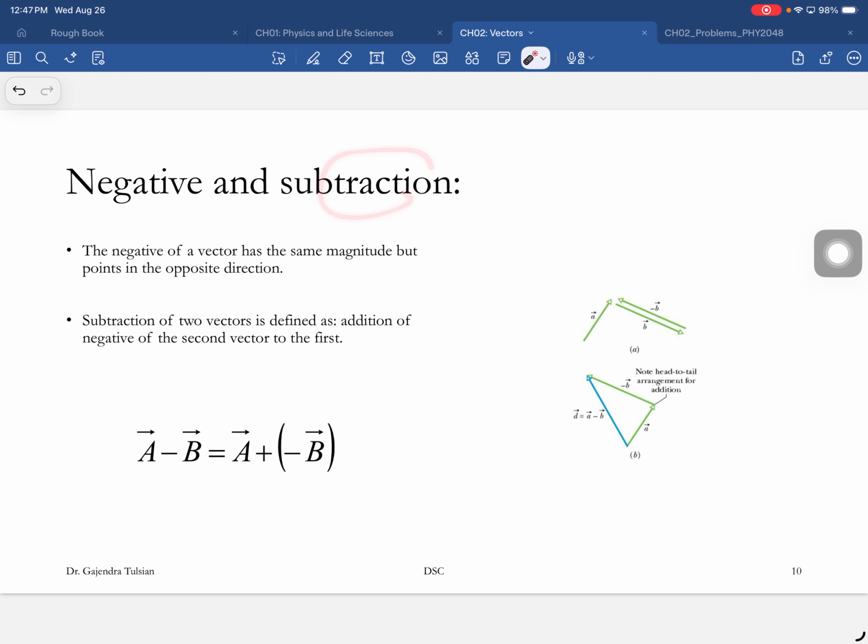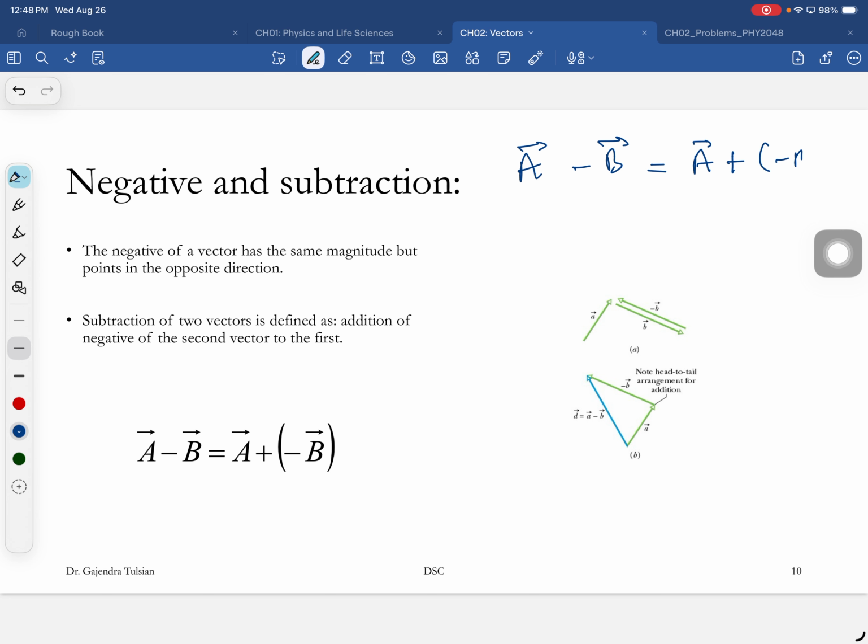Subtraction really is addition. All you have to do is define the negative of something. So for instance, A minus B is really A plus minus B. So once you define the negative of a vector, then you know subtraction once you know addition. So A minus B is just A plus the negative of B. So if that is vector B, there is negative B. And then you know how to add vectors. So A negative B is there.